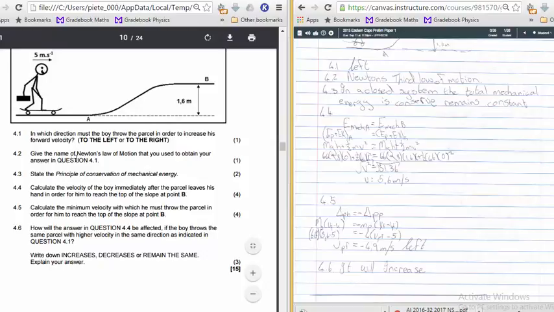Because exactly of that law that we stated here. If he throws it at a higher velocity, he's applying a greater force, so it will apply a greater force to it. Okay, great. That was a fun question to do. Let's look at question 5.